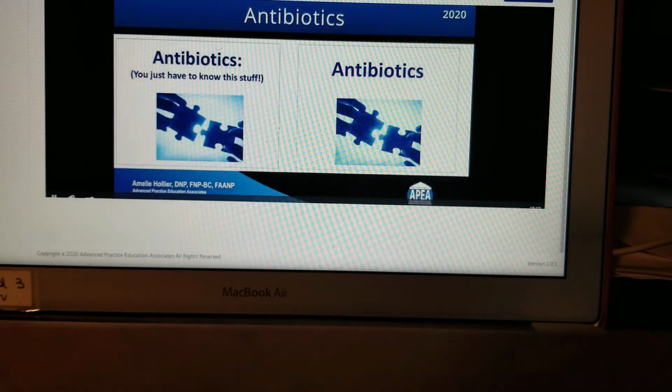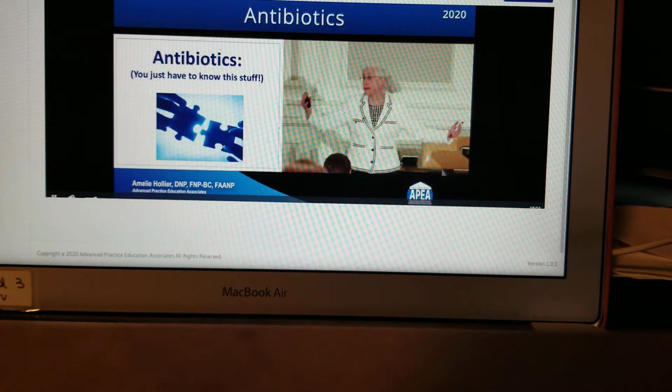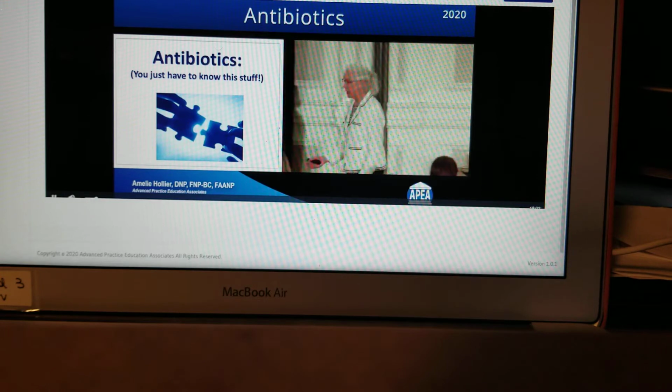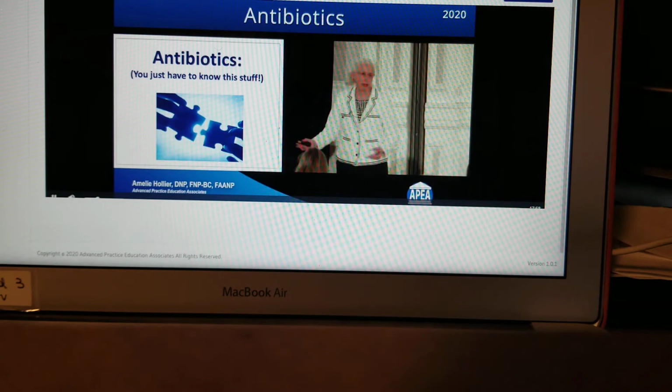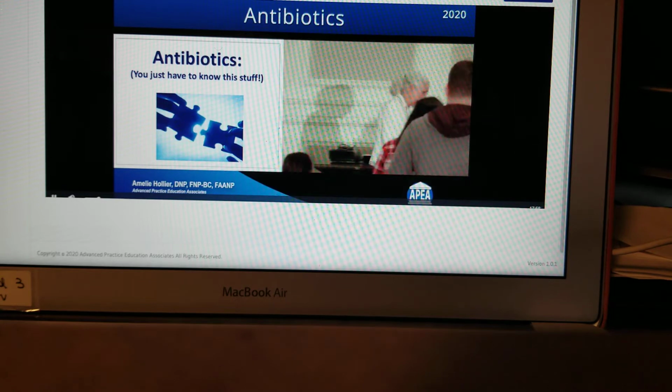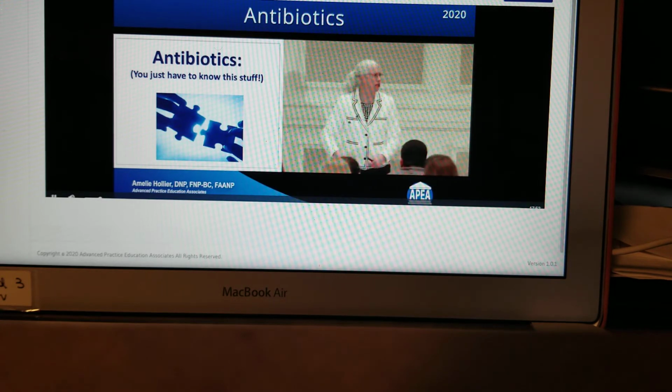We're going to kick our afternoon off with antibiotics. I entitled this section, You Just Have to Know This Stuff, because you just have to know it. I used to not teach this as part of the course. And then people struggled so much with antibiotics, I included it.